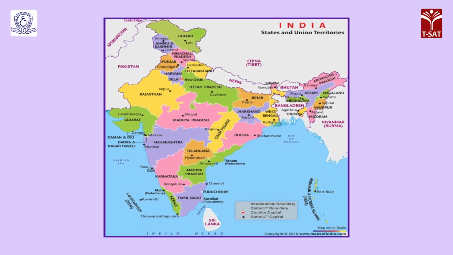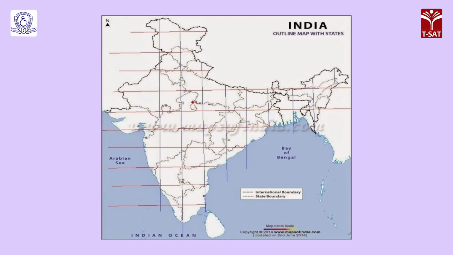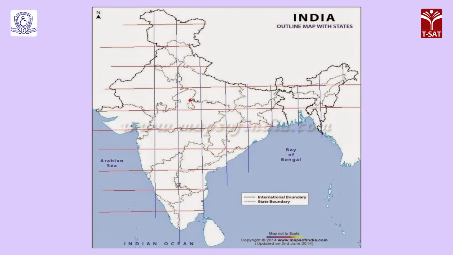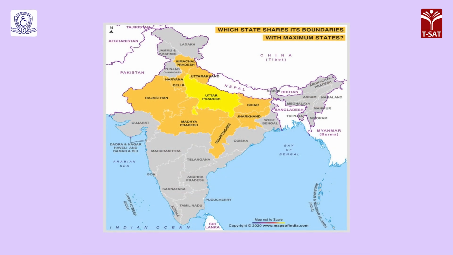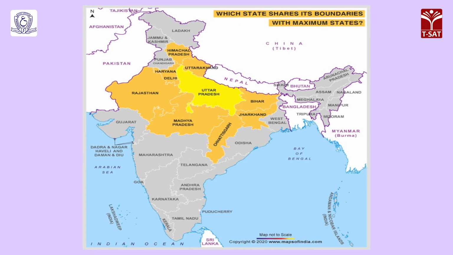For example, when state boundaries are marked on the map for India, we see changes in the joining of states and division of states across time.